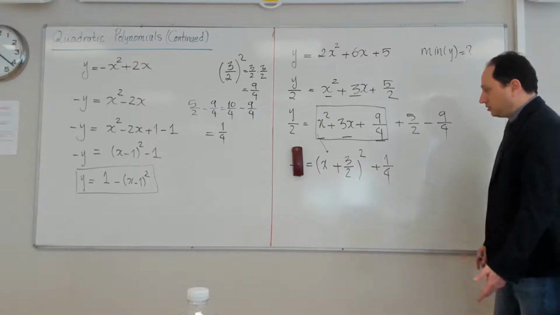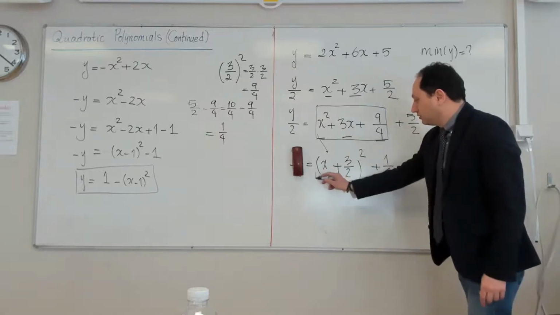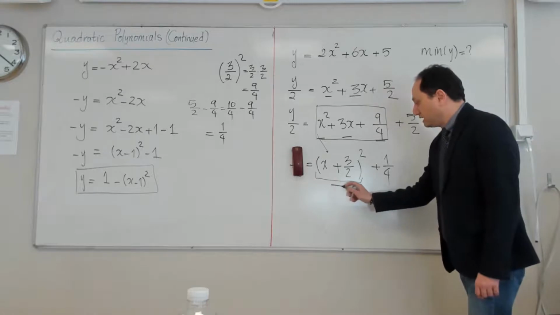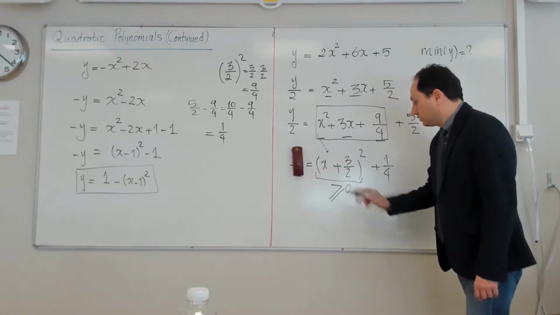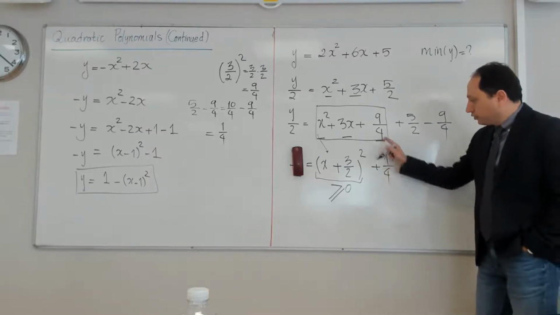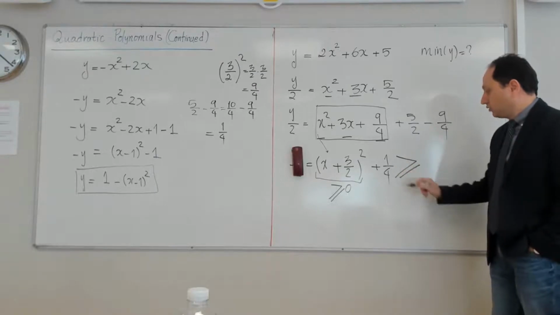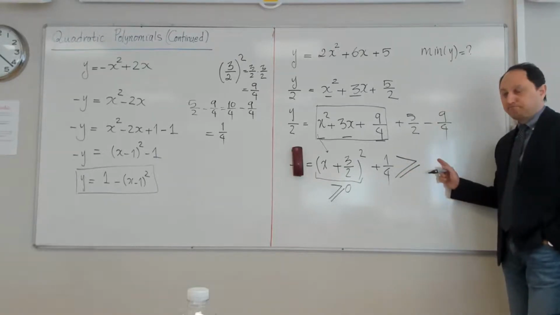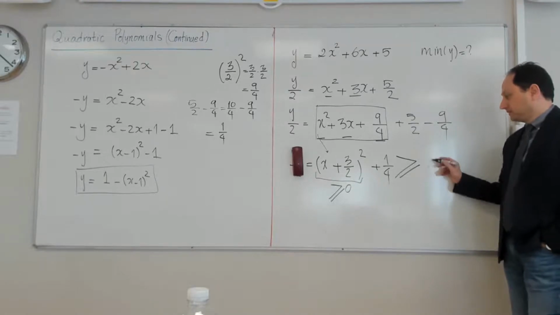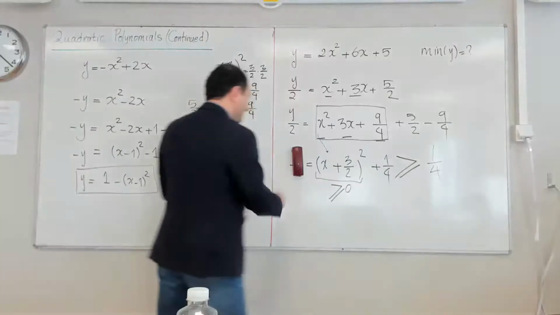Minimum. There is a minimum because the lowest value of something to power 2 is 0. So this part is greater than or equal to 0. And then I have 1/4 on top of that. So this means that the whole expression is greater than or equal to which number? Can you tell me? 1/4, thank you.